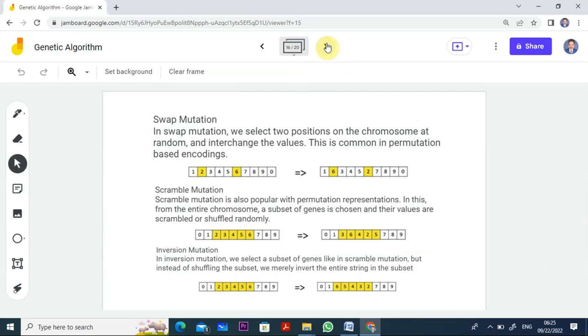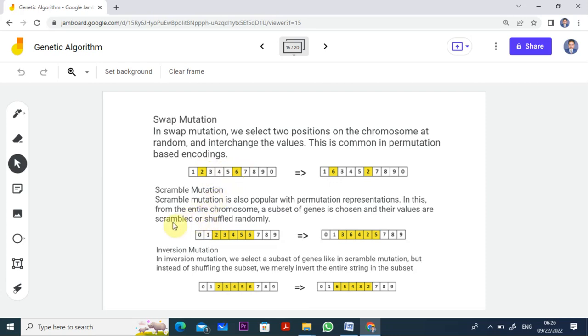Another is the swap mutation. In the swap mutation, what you do? Suppose in a chromosome, you can see here, I selected 2 and 6. This is a number system representation, integer system. So 6 and 2 I swap. That means instead of 2 I put 6, instead of 6 I put 2. This is the swap. Then the scramble mutation. We are interchanging the values here in the swap.